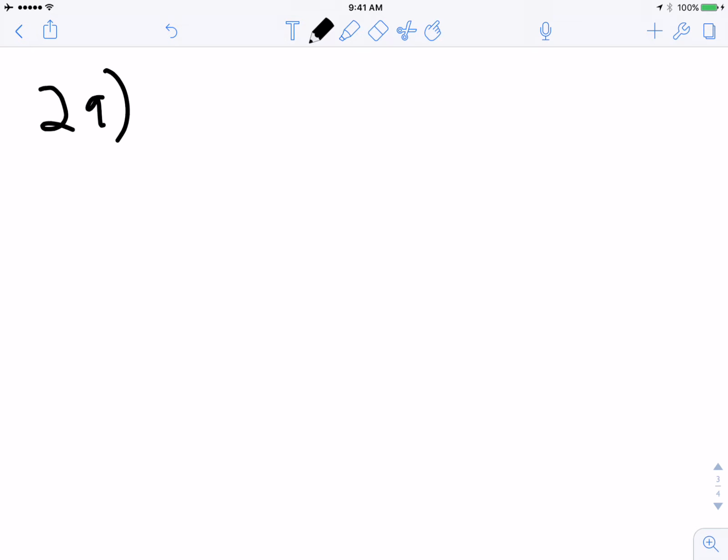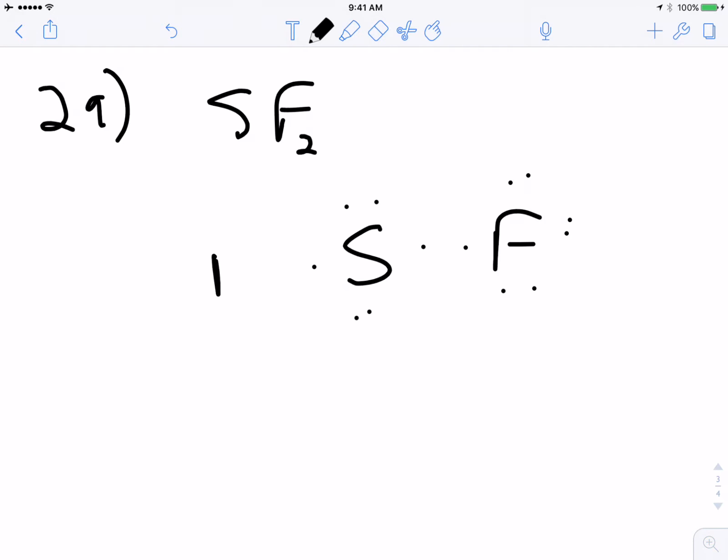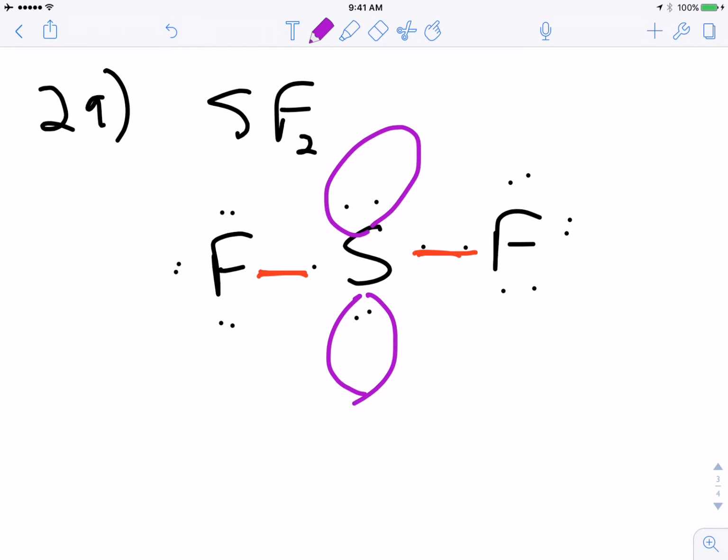29. SF2. So S will be our central atom. We have F on each side with its valence shell electrons. And we make some simple single bonds. Now, a first guess would be like, man, these must be linear. Look at it, it's all in a line. I have single bonds all the way through. We have to remember we have these large electron domain clouds here. Those balloons are going to push things away. They're going to push this way. They're also going to push each other away.